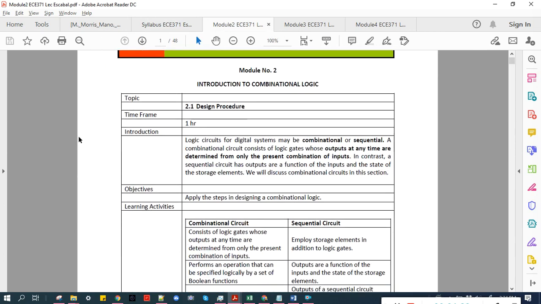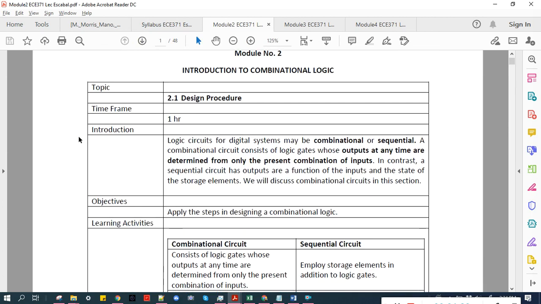Let's go to 2.1, Design Procedure in Designing Combinational Logic, the procedure in designing combinational logic. Introduction. Logic circuits for digital systems may be combinational or sequential. So there are two common types, combinational and sequential, when it comes to digital logic circuits or systems. A combinational circuit consists of logic gates whose outputs at any time are determined from only the present combination of inputs.